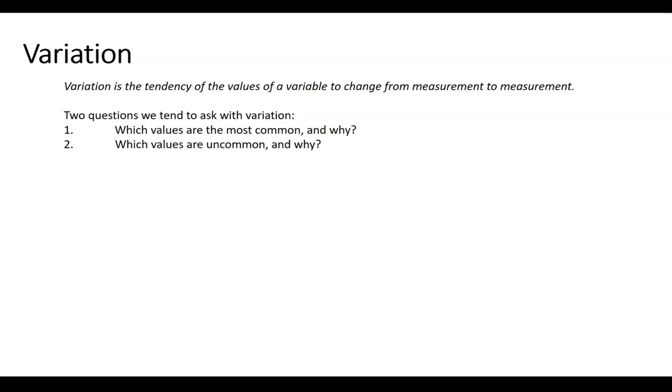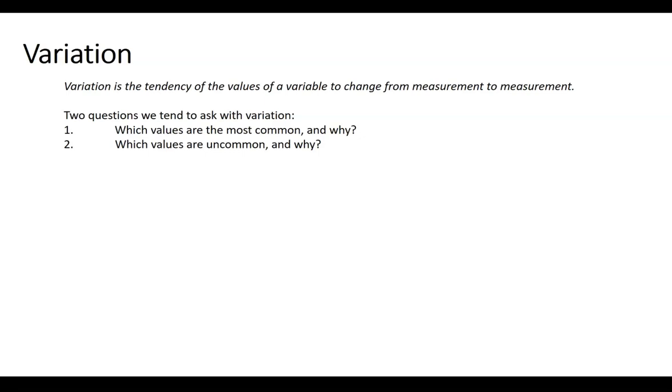That would be variation on a single diamond, but often we like to know about the variation within all of the diamonds that we have in the data set. When we're thinking about variation, we often focus on two questions that are natural opposites of one another. The first being which values are the most common, and then we might want to think about why.